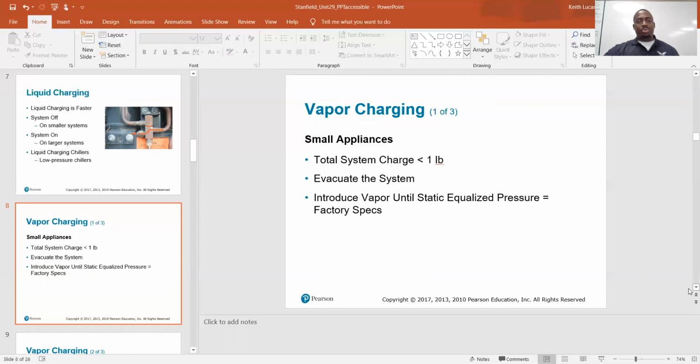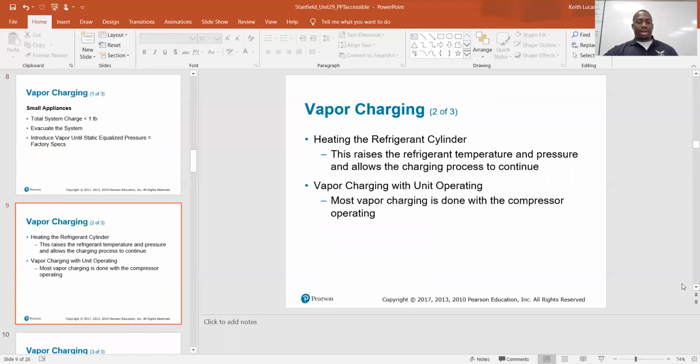On larger systems or on split systems, often you would end up needing more than what was specified on the data tag, but that's only if the line set is longer than 15 feet. The units all come pre-charged up to 15 feet of line set. So if your evap coil is more than 15 feet away from your condenser coil, now you have to add refrigerant. The best way to do that is to check the subcooling and add a little bit gradually until you get to your target subcooling.